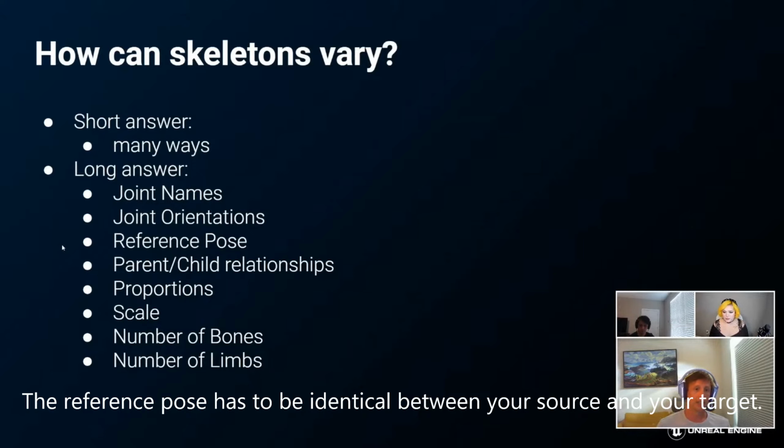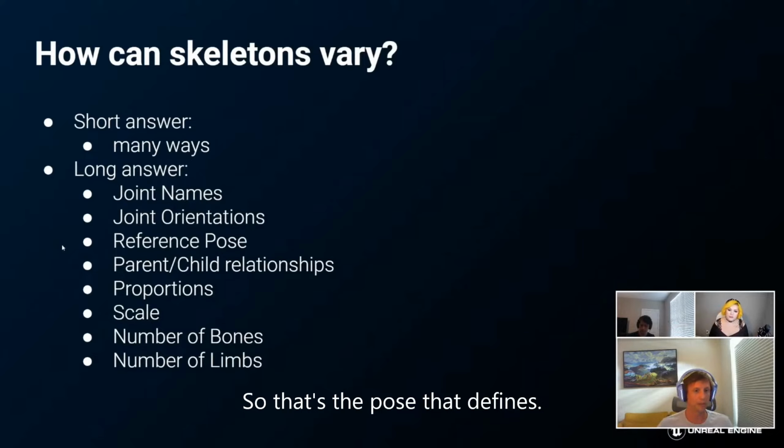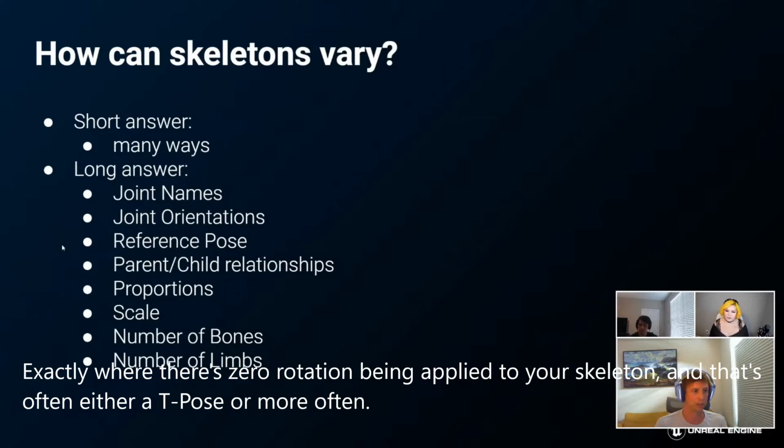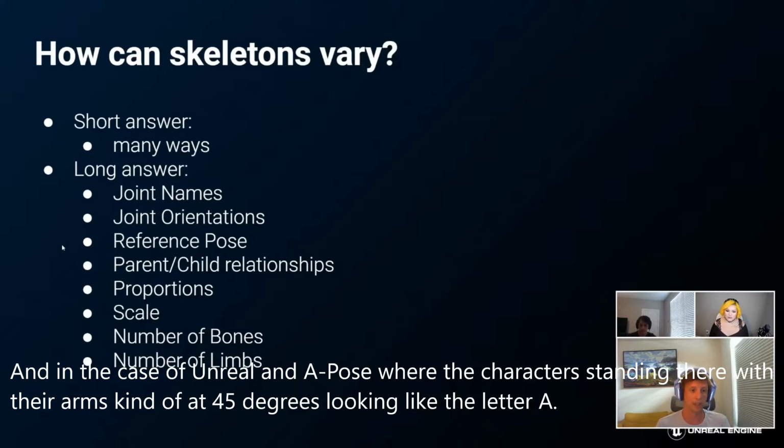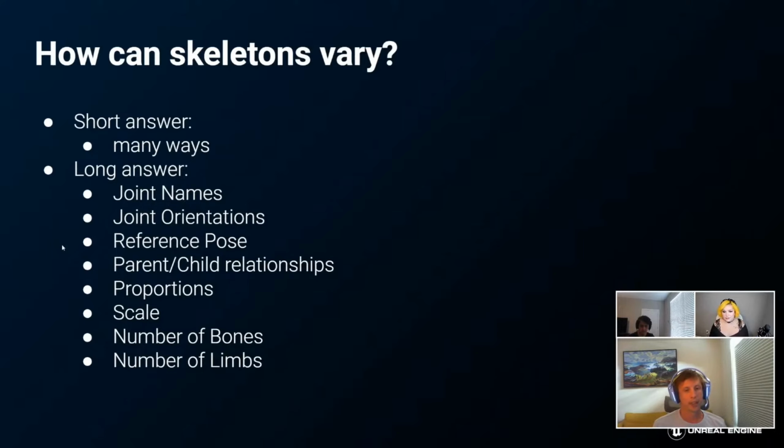The reference pose has to be identical between your source and your target. That's the pose that defines basically where there's zero rotation applied to your skeleton. And that's often either a T pose or, more often in the case of Unreal, an A pose, where the character is standing there with their arms at 45 degrees looking like the letter A.